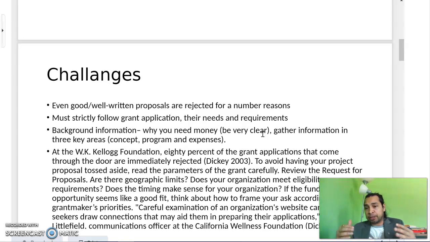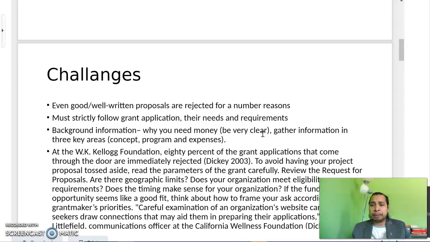So don't be frustrated, even if you think that your proposal is awesome but didn't get funded. It's a continuing process. You continue doing this, writing it and submitting your proposal. But the best formula here is you must strictly follow the grant application, their needs and requirements, because over the course of a couple of weeks you will know where you get funders, where you get funding, different places and the websites and the other places. We will learn about that.